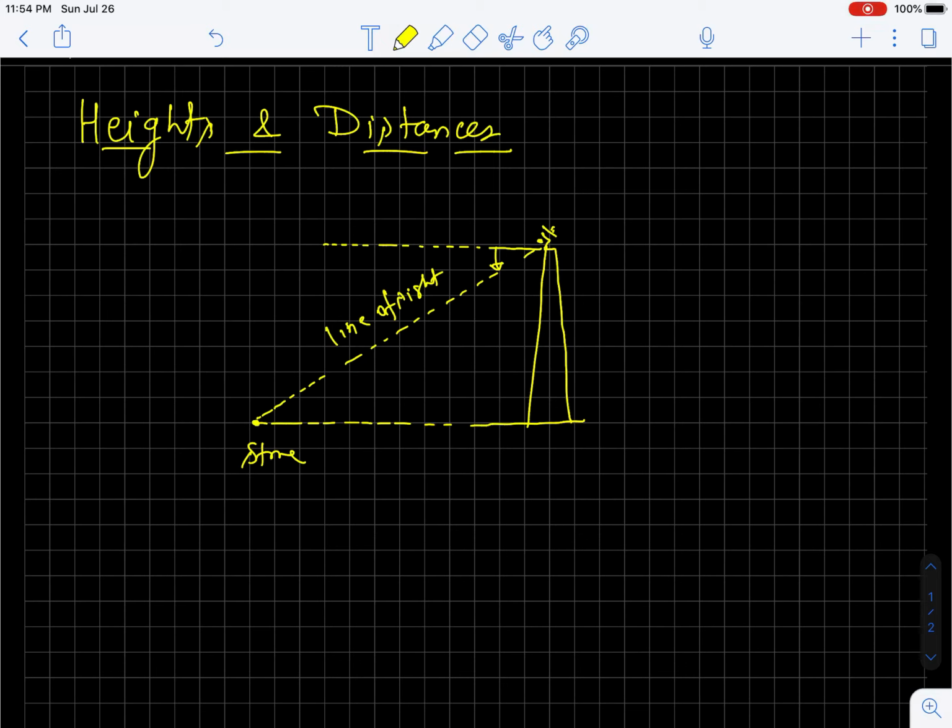Because if you're watching something at the same height, if the stone is at the same height, the angle of depression is 0. But if you want to watch this stone which is at the bottom, you have to tilt your eyes in a downward direction, and this angle is referred to as the angle of depression.